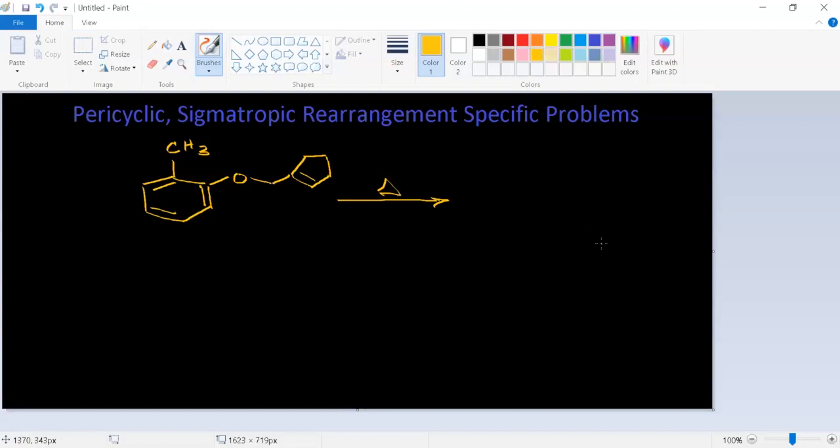Okay, so here's another problem. Go ahead and try to solve this one real quick. And I guess actually I should mention, if anybody was curious, the name of the last reaction, I mentioned Cope a few times, but more specifically, you'd call it the oxy-Cope. So the oxy-Cope rearrangement.